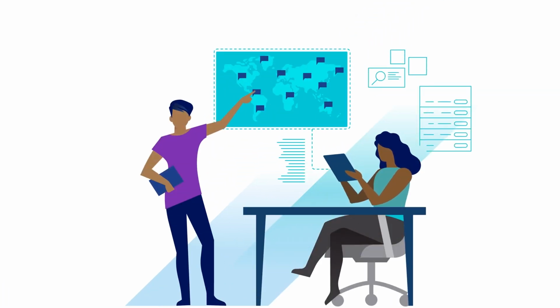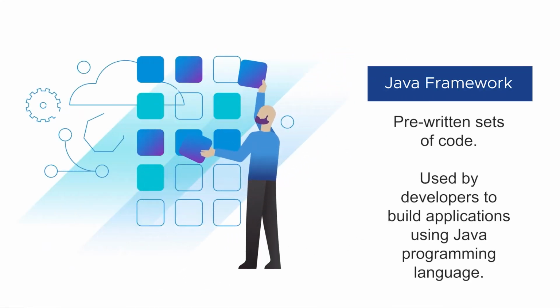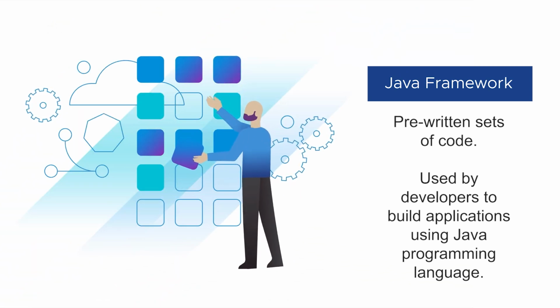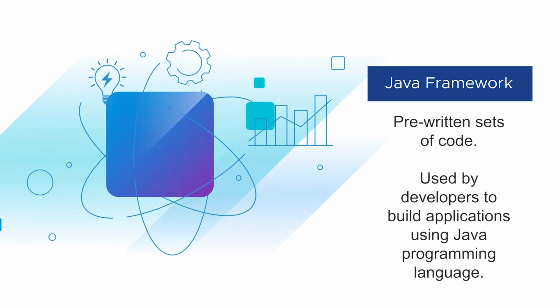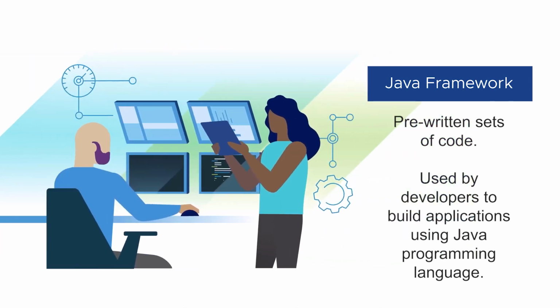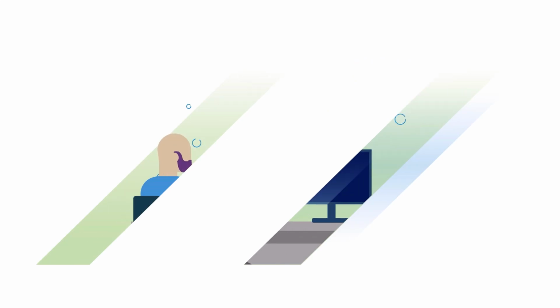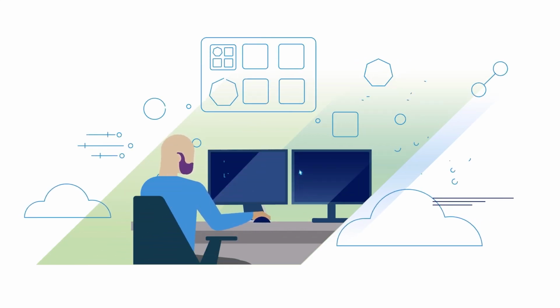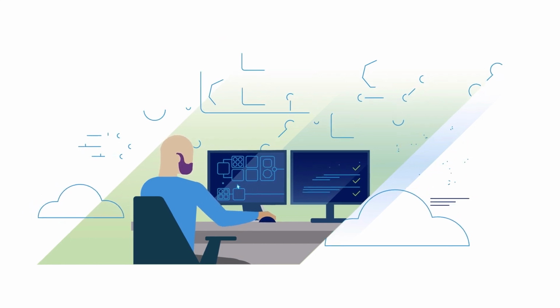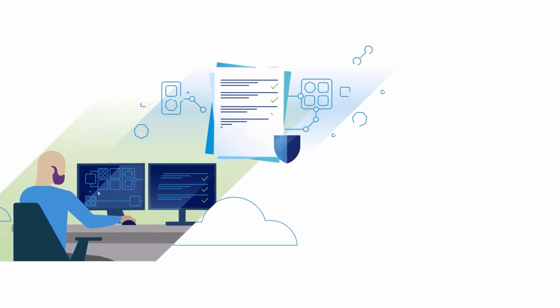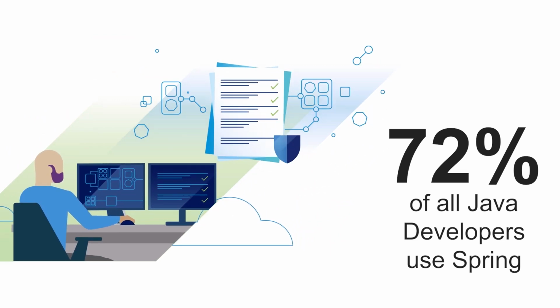To understand Spring, first, we need to understand what we mean by Java framework. A Java framework simply refers to a pre-written or designed set of code used by developers to build applications using the Java programming language. Spring provides everything you need to embrace the Java language in an enterprise environment, and removes the complexity of Java development, helping Spring dominate with 72% of all Java developers using Spring.